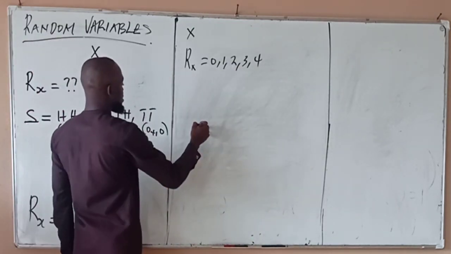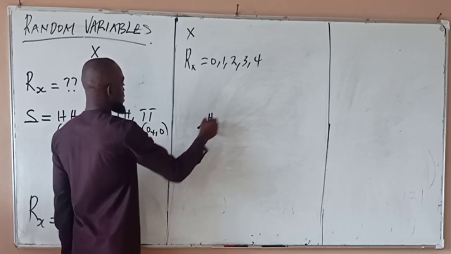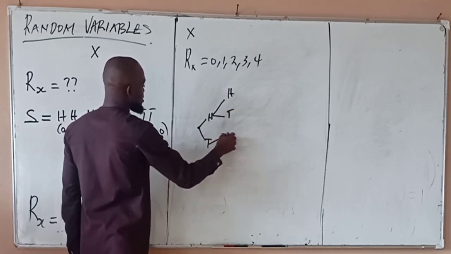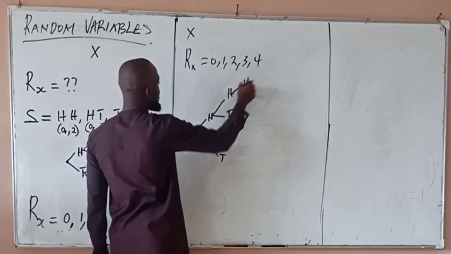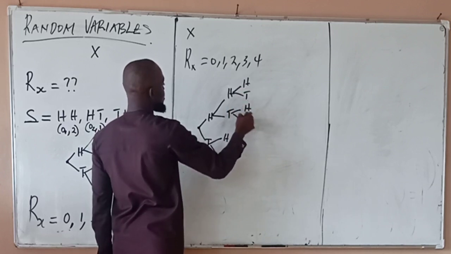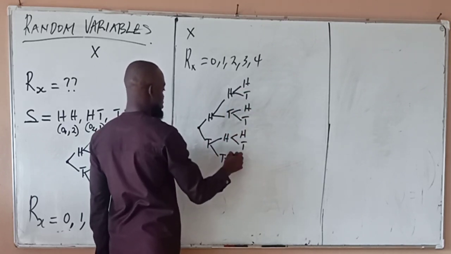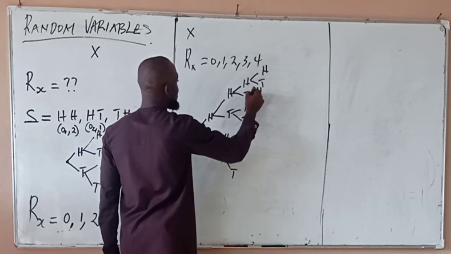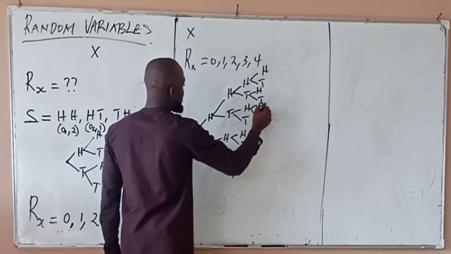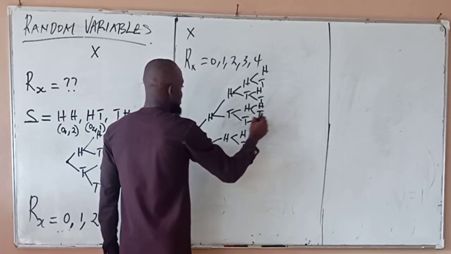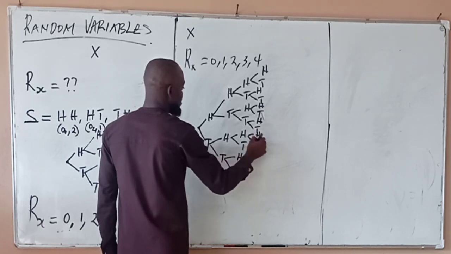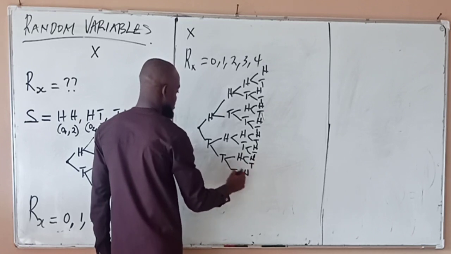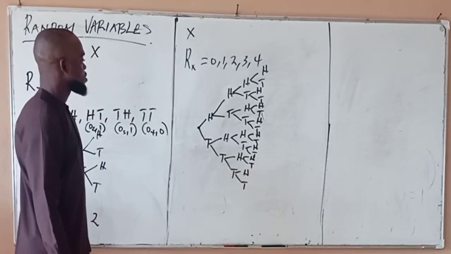So let's just try and do it. This is the coin. If you toss it once, you're going to have head or T. If you do it 4 times, head or T, head or T, head or T, head or T. So let's combine this together.